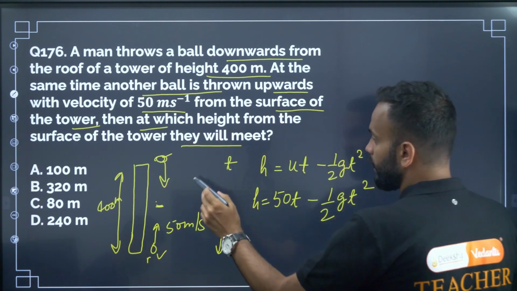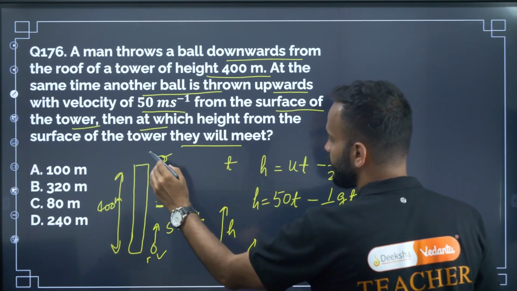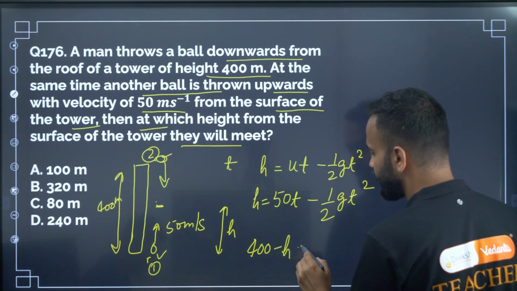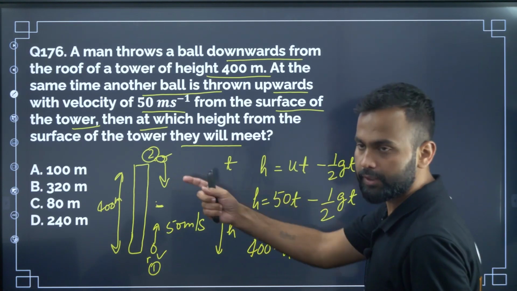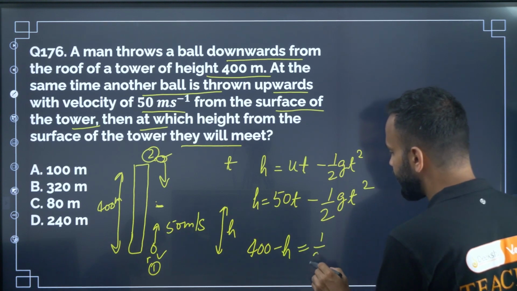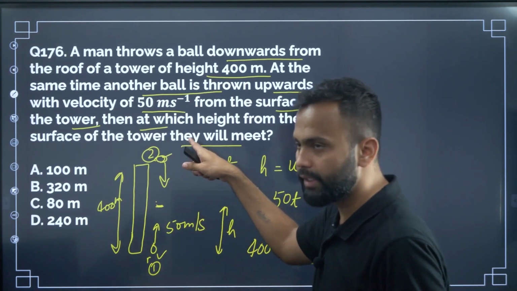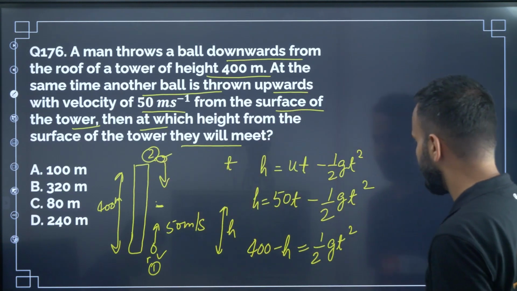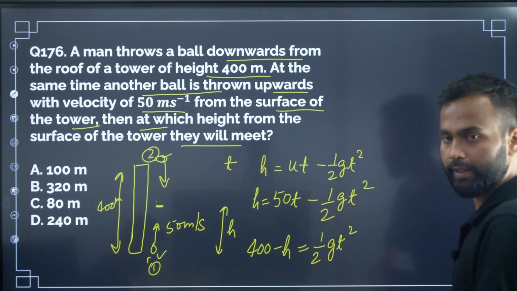So let's apply second equation of motion for the second ball. This is the first ball. 400 minus h is equal to ut, initial velocity of this ball is 0, plus half gt². Why is it positive half gt²? Because the gravity and the velocity of the ball both are in same direction. So now h is 50t minus half gt².